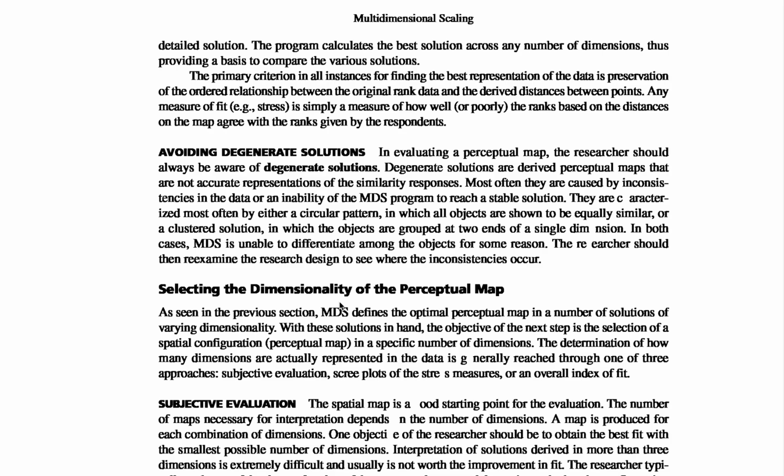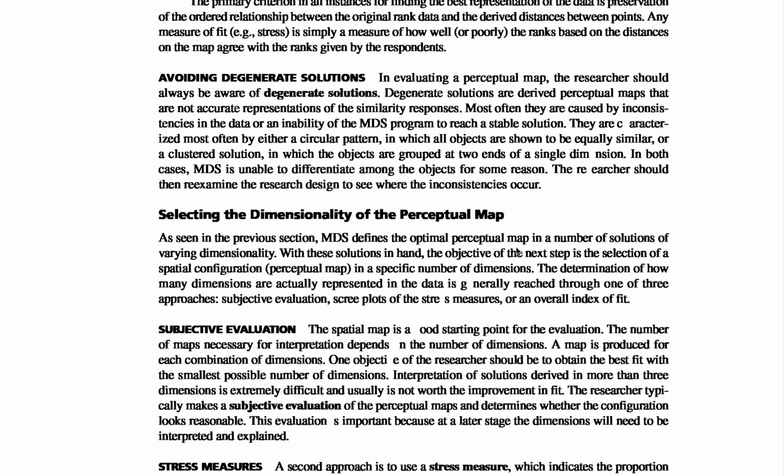Most often they are caused by inconsistencies in the data and the inability of the multidimensional scaling program to reach a stable solution. They are characterized most often by either a circular pattern in which all objects are shown as equally similar, or a clustered solution in which the objects are grouped at two ends of a single dimension. In both cases, multidimensional scaling is unable to distinguish differences among the objects, and the researcher should be maximizing the research design where the inconsistency occurs.